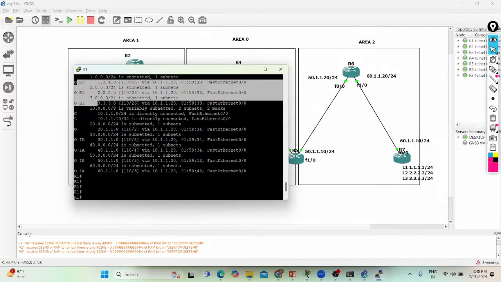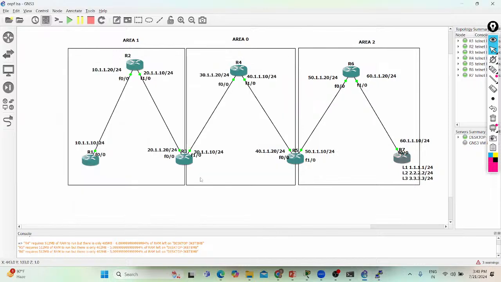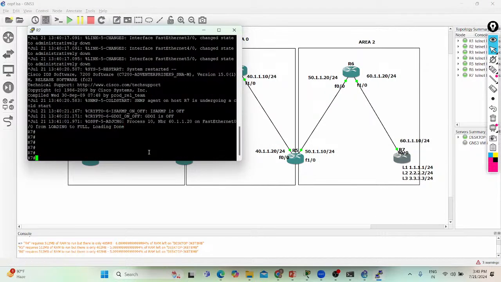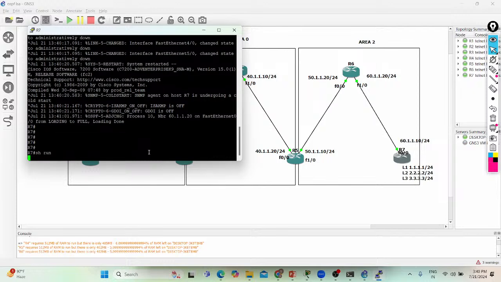Whereas this E1 stands for external type 1, where external routes have been coming. Like these routes are advertised on the ASBR router because it is having two different routing protocols. If I show you R7, show run.